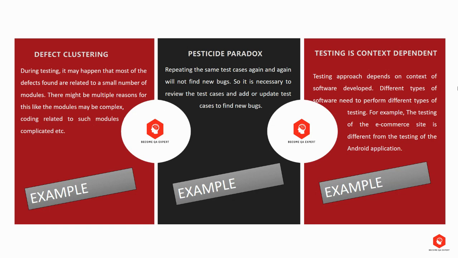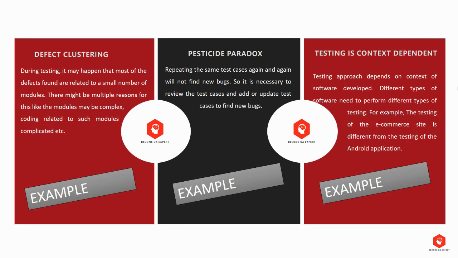So defect clustering means that in a project, a small number of modules can contain most of the defects. The Pareto principle applied to software testing states that 80% of the software defects come from 20% of the modules. While testing any software, testers mostly come across a situation like this, where the most defects found are related to some specific functionality, and the rest of the functionalities have a lower number of defects.